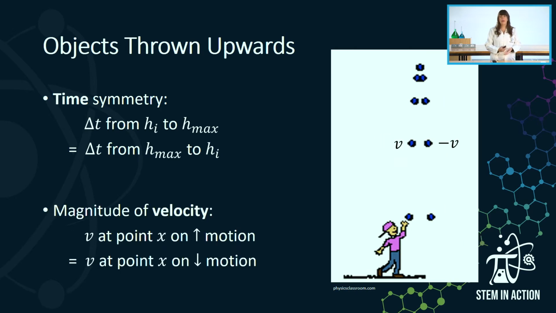We also have the magnitude of the velocity symmetry. So if we take the velocity at a certain point on the motion, the velocity will be equal in magnitude at that same point on the downward motion. Of course, it is the opposite in direction, so we need to make one positive and one negative. And there you can see in the picture, on the upward motion, if the velocity was v at this point here, on the downward motion, when it gets back to that point, it will still be v, but now it's in the opposite direction, so we say it is negative v.